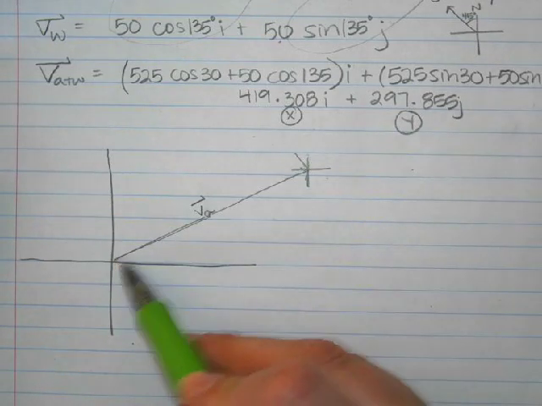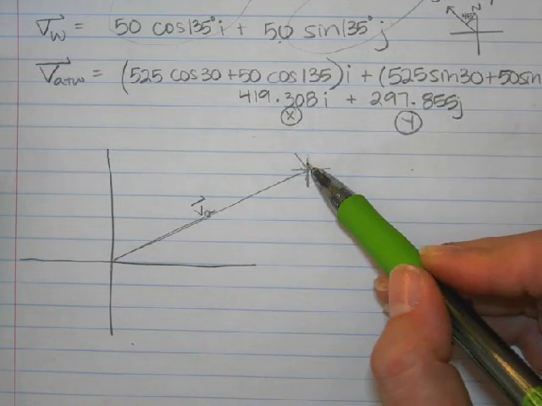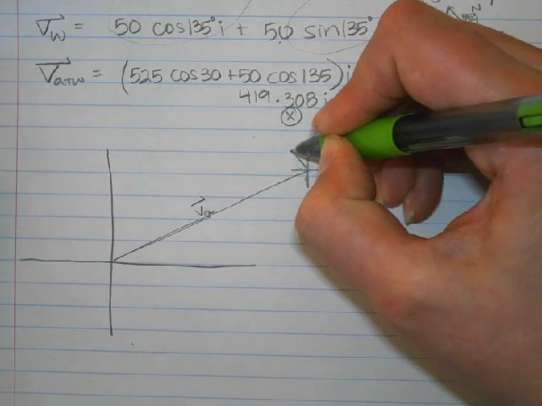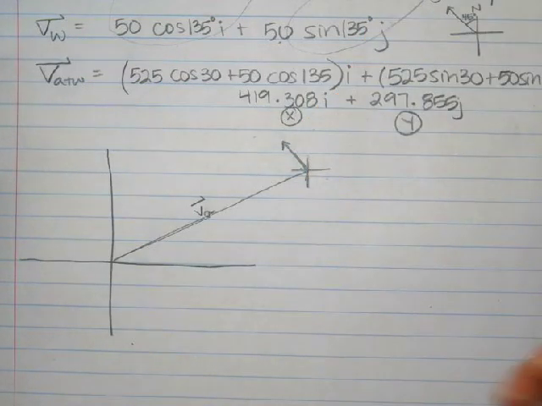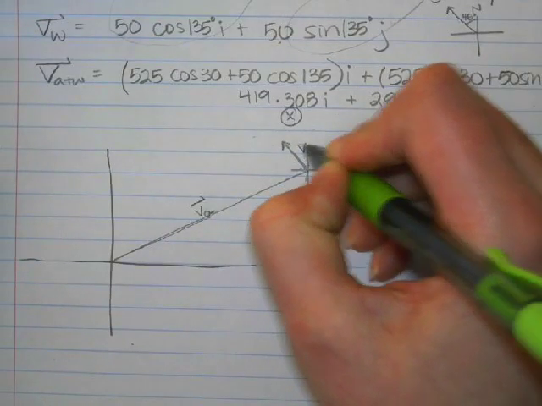So if this is 525, that's really long. And this one's 50, that would not be very long at all, right? In relationship to the other one. So I'm going to go ahead and say like the wind is going 45 degrees west like that. 50 is like about that long, just not very long at all. So that's the vector of the wind.